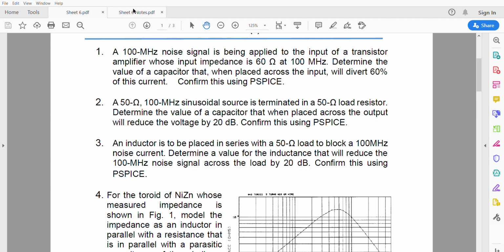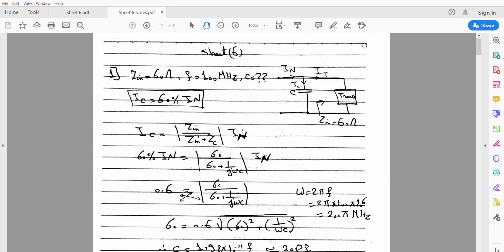So let's declare it with a simple circuit like this. It is said that a transistor is here and a capacitor is placed parallel to it, and the current passing through this capacitor will divert 60% of the input current. Now we need to define the value of this capacitor.